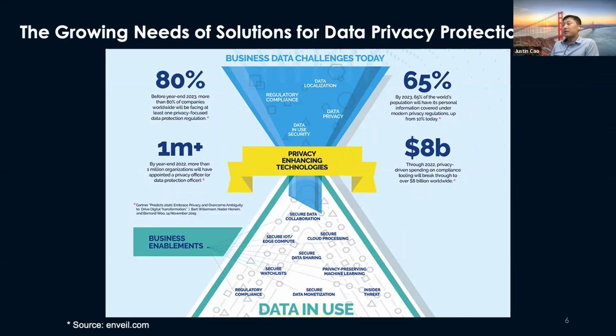So that's basically the need calling for a solution for protecting the data, protecting data privacy while using the data. So I'll just bring to your attention a couple of numbers here on the left side. By year 2023, more than 80% of companies will be facing at least some kind of privacy-focused data protection regulation. So while you're trying to use the data, you're facing firming-up regulation. Right? At the same time, another interesting number here: more than 1 million organizations will have appointed a privacy officer for data protection.